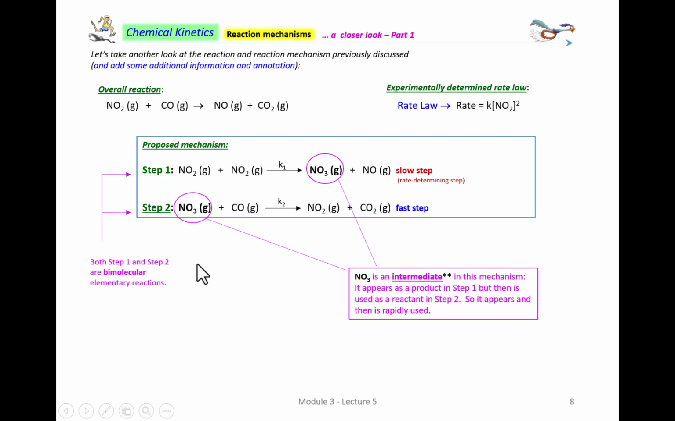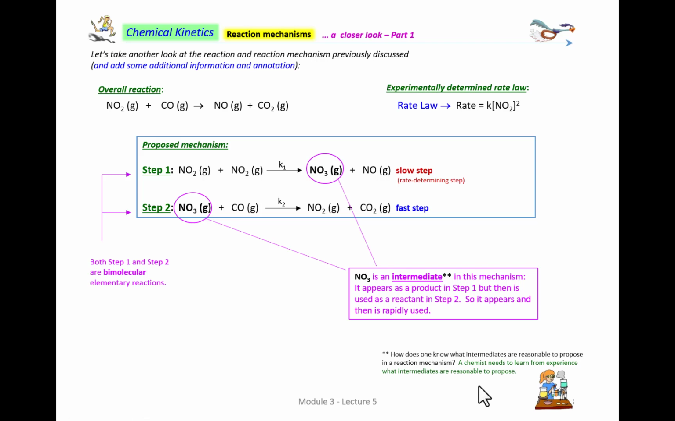A new term that we want to introduce here is calling NO3 in the reaction mechanism an intermediate. This is an important term in reaction mechanisms. You'll notice NO3 appears as a product in step 1, but then it's quickly used up in step 2. So it appears and then is rapidly used. So it's called an intermediate. Now, how does one know what intermediates are reasonable to propose in a reaction mechanism? Well, a chemist needs to learn from experience what intermediates are reasonable to propose. That may not be a very good answer, but that's the best one I can give you at this point.